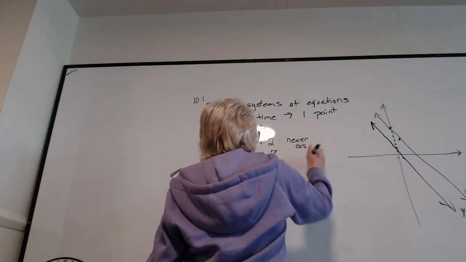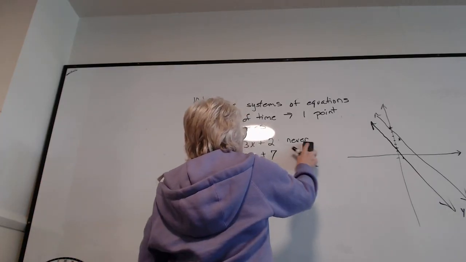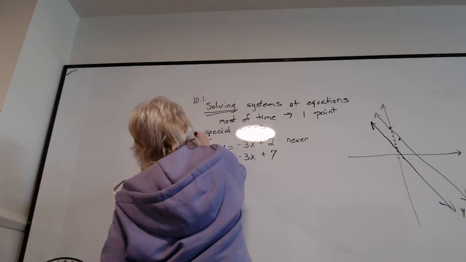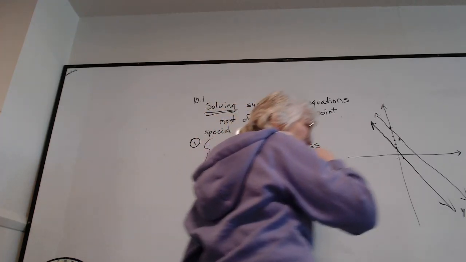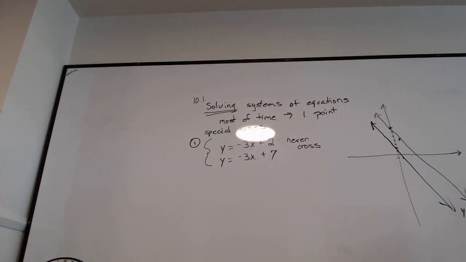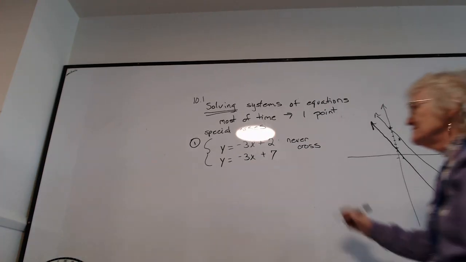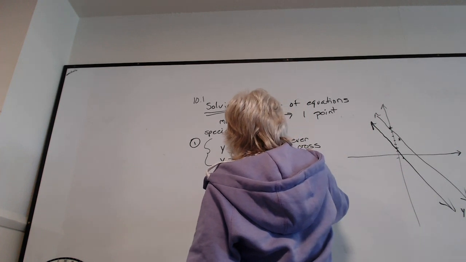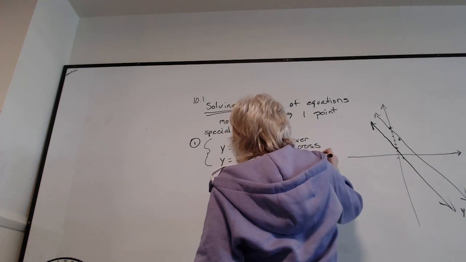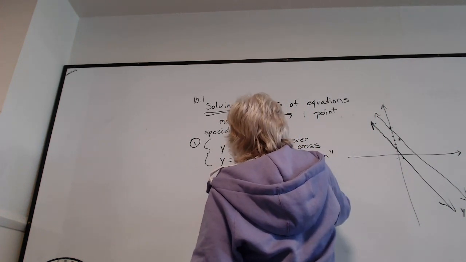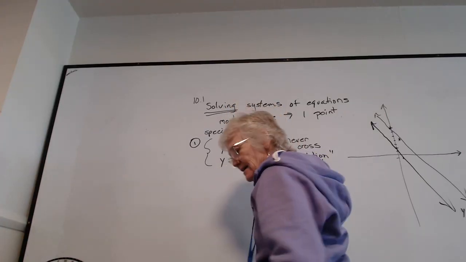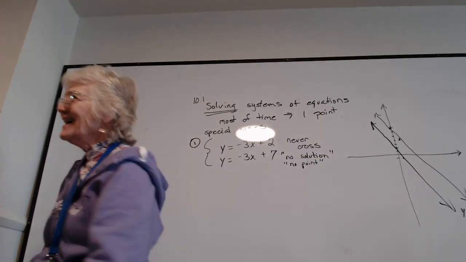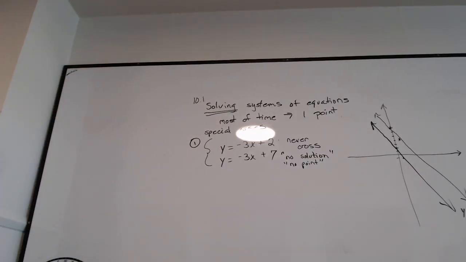Is there any other exception where you get one, three, or other points? So this is one exception. They never cross. So what would I say? Do they have a point that makes both of them true? No. So how would you say this? No solution, because there is no point. If you said no point, I'd take that too. So there's just no point in solving.